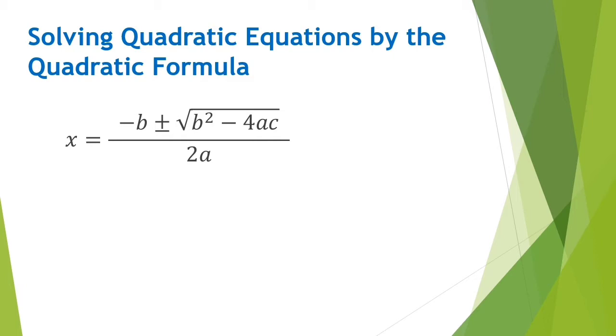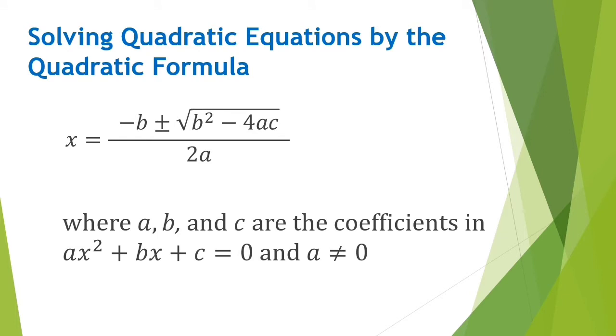We have x is equal to negative b plus and minus the square root of b squared minus 4ac, all over 2a. Again, you only need to memorize and familiarize the formula, where a, b, and c are the coefficients in the quadratic equation ax squared plus bx plus c is equal to 0, and a must not be equal to 0.